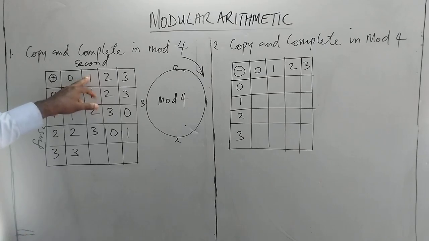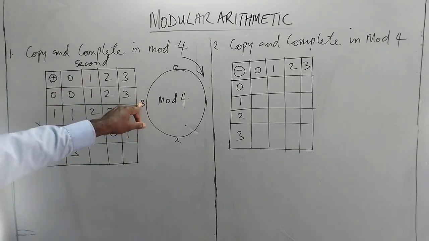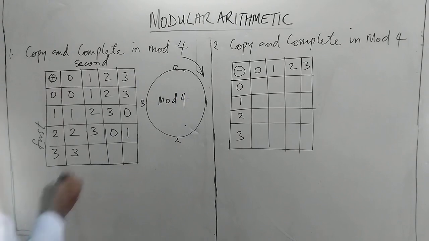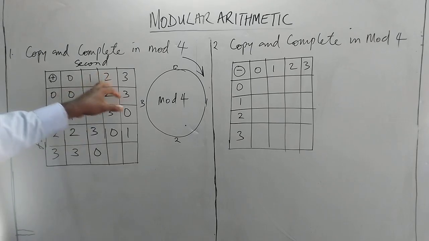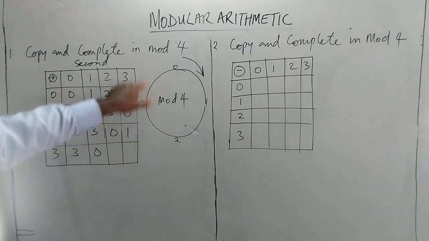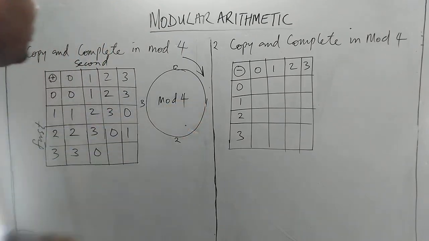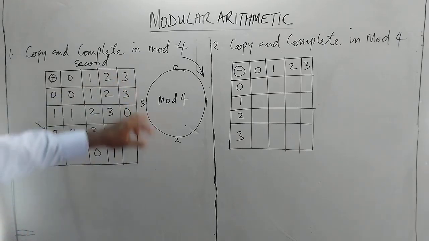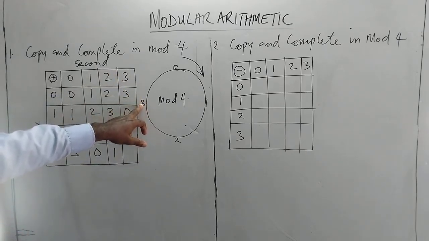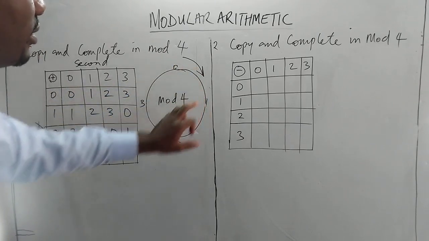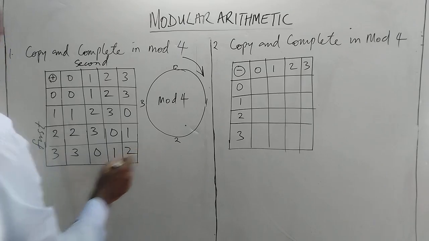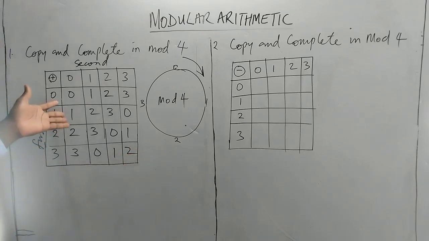3 plus 1 means you are starting from 3 and you are moving just once. And if you move once, it will land you at 0. 3 plus 2 means you are starting from 3 and you are moving 2 places. 1, 2. You write 1. And then 3 plus 3 means you are starting from 3 and you are moving 3 places. 1, 2, 3. You write 2. So we have successfully completed the table in addition.